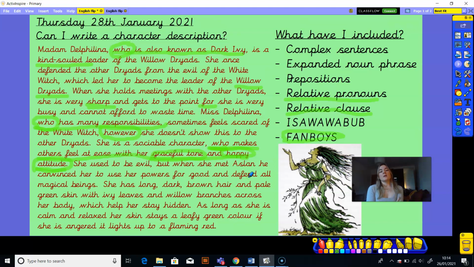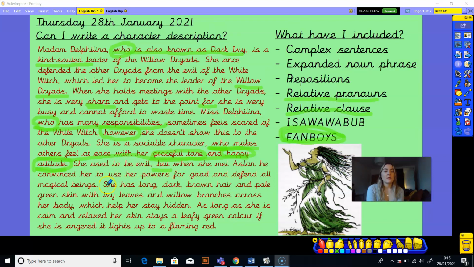Okay, she used to be evil, but when she met Aslan, he convinced her to use her powers for good and defend all magical beings. So we have got a but here. So we have got another fanboy, so we have got a compound sentence that we have created, because we have connected these two clauses, they could be sentences on their own.